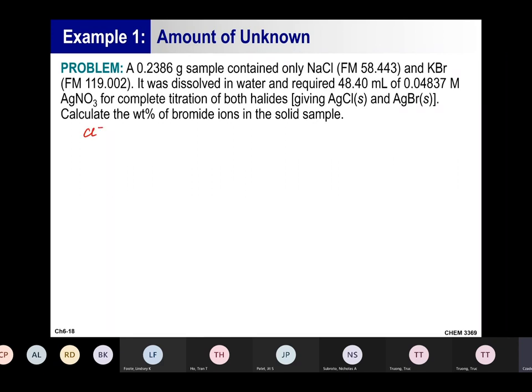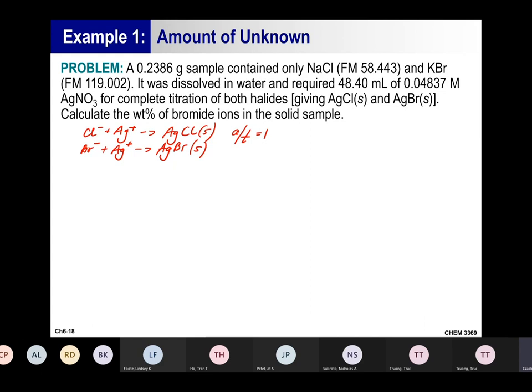The Cl minus reacts with the titrant, which is silver plus ions, and forms a precipitate, silver chloride, which is solid and it precipitates. Now the bromide also reacts with silver and forms silver bromide solid. In both reactions, the stoichiometry is 1, okay, in both reactions.